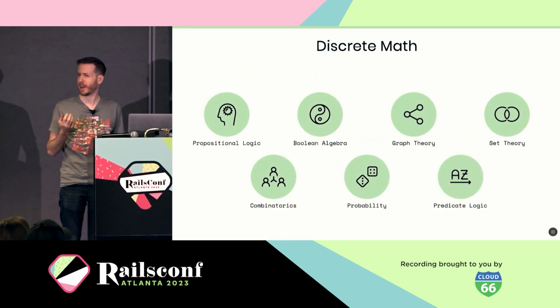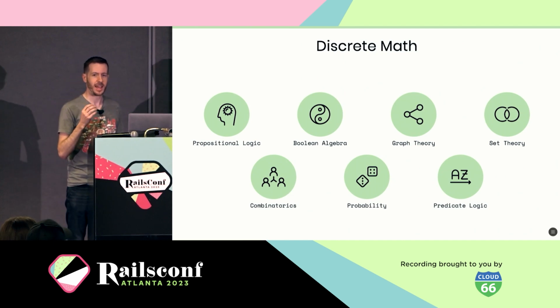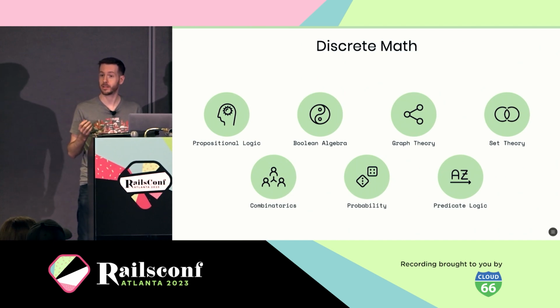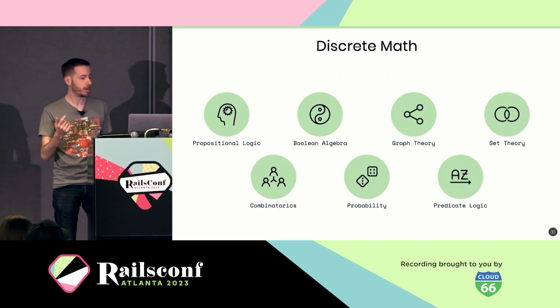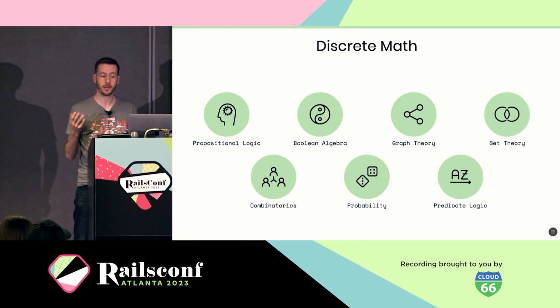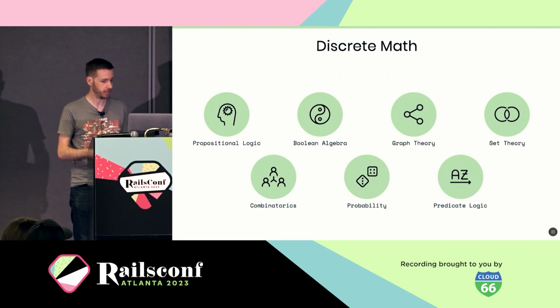So what is discrete math? Discrete math is a bit of a grab bag, and it has little bits from a variety of mathematical disciplines. So we've got some propositional logic, some Boolean algebra, some graph theory, some set theory, some combinatorics, some probability, some predicate logic, and a few other fields as well.